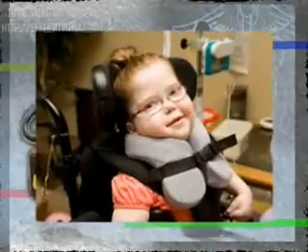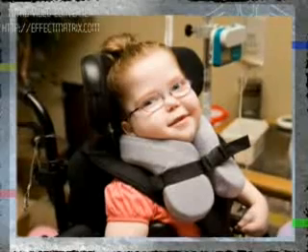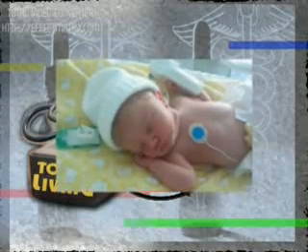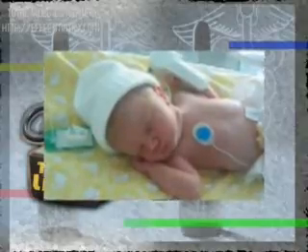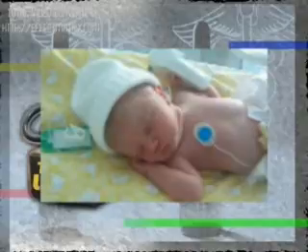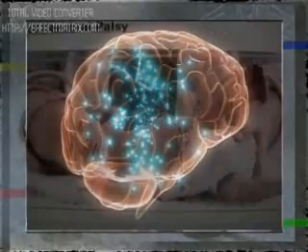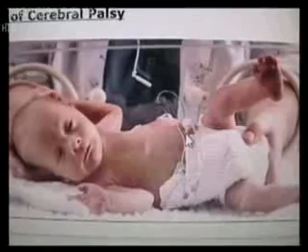But the very common causes that we see daily in our practice are generally preterm babies or low birth weight babies, generally below the weight of 1.5 or 2 kg, whose brain is not developed properly, and who suffer from oxygen deficiency or hypoxia.